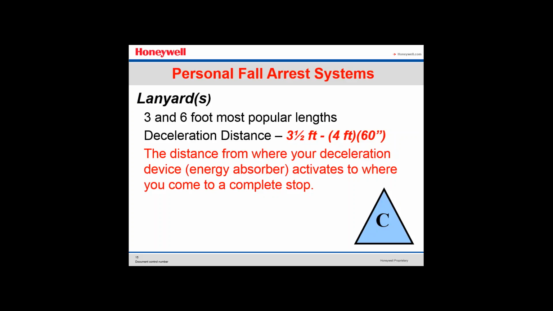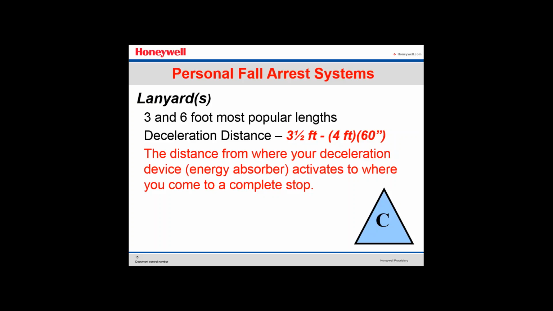Now, with an energy absorber or shock absorber, as some people still call them, there is an extension that the energy absorber or shock pack can go. We actually call that deceleration distance. So if I have a 6 foot lanyard with a deceleration device or an energy absorber on it, that becomes my fall arrest connecting device. The deceleration distance built into that energy absorber or shock pack is set.